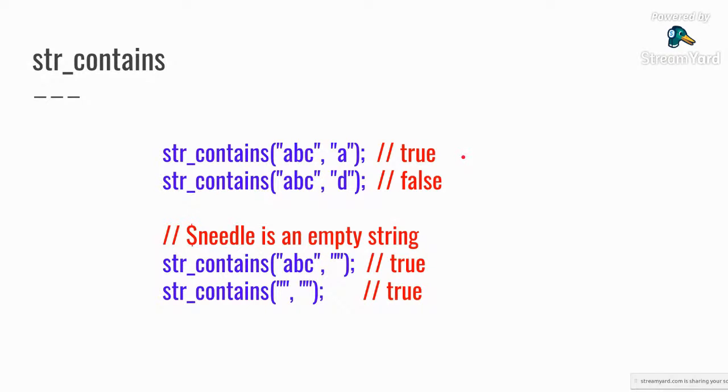Now we can also check the empty string. So an empty string is always valid. In this case, I have a string and I am passing an empty string. So it will always return true. Same in the second condition. So every string contains an empty string.